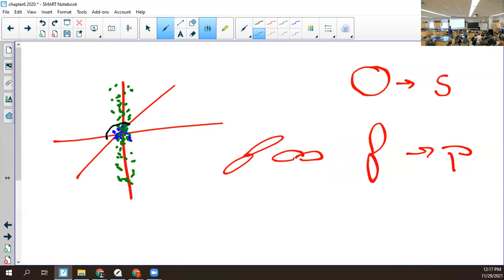Like, oh hey, the blues kind of filled a circle. These greens kind of filled this area. It's confusing, I'm aware of that. Okay, we have P, and there are 3 of them.